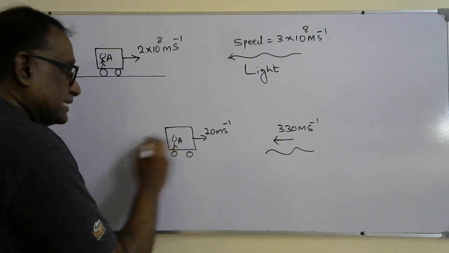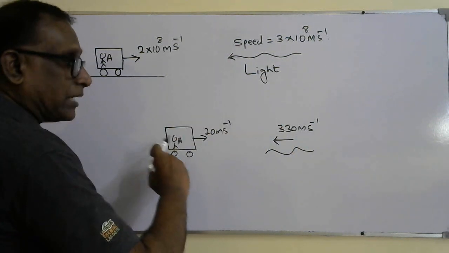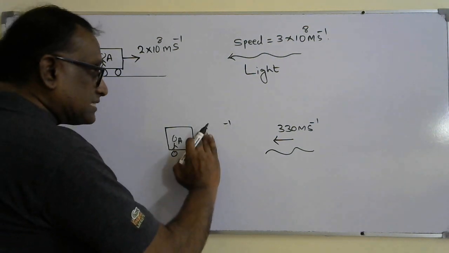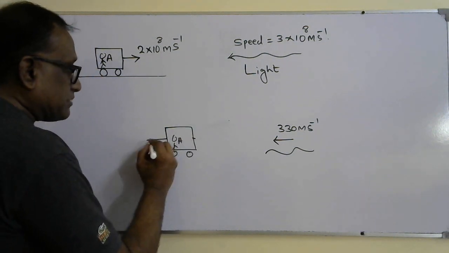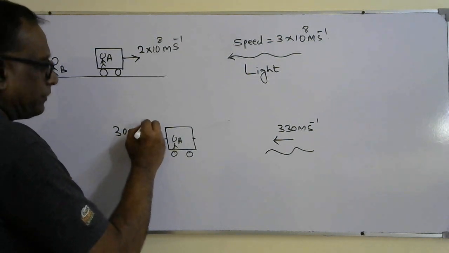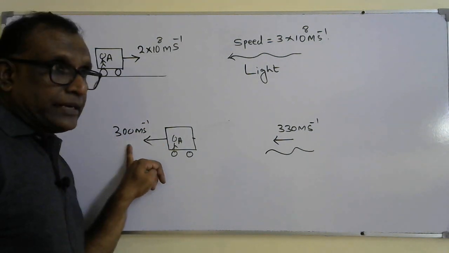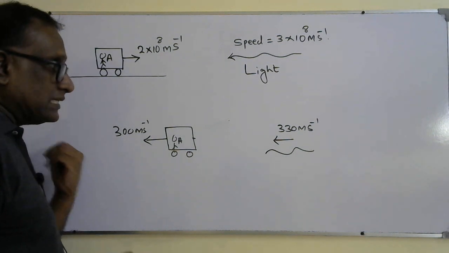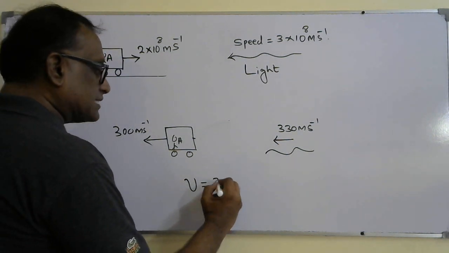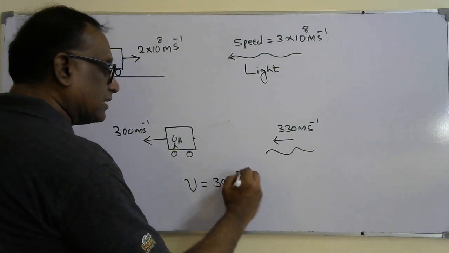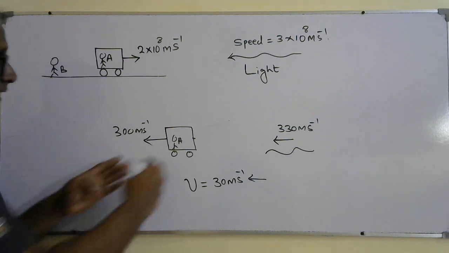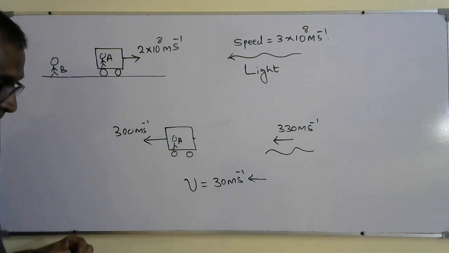When he moves towards left at 20 meter per second, he has to subtract it: 330 minus 20 is 310. If he is moving towards left at very high speed, for example 300 meter per second, which is practically not possible, but anyway, if he measures the speed of sound, he will find it is just 30 meter per second towards him. The difference is the velocity when both are moving in the same direction.